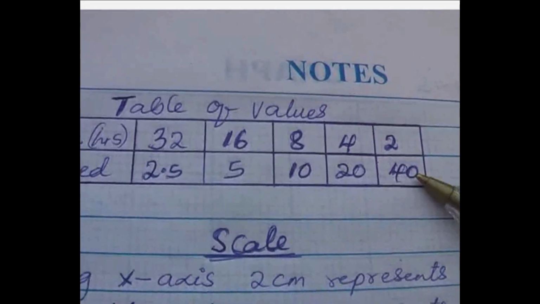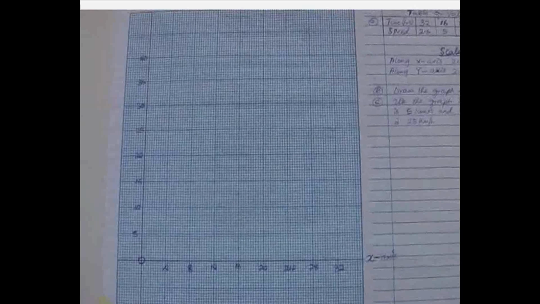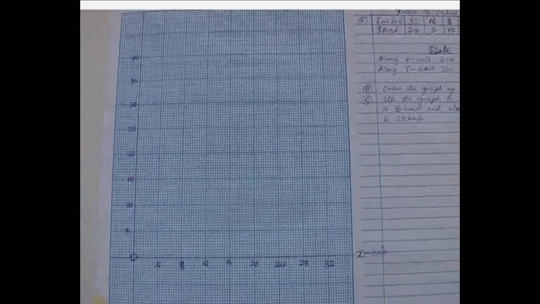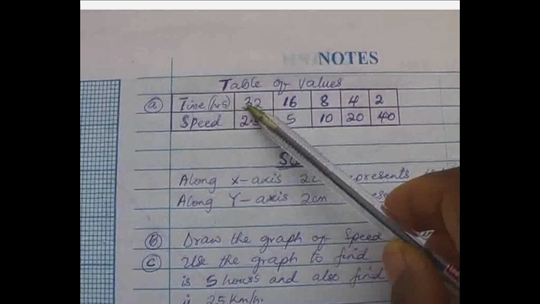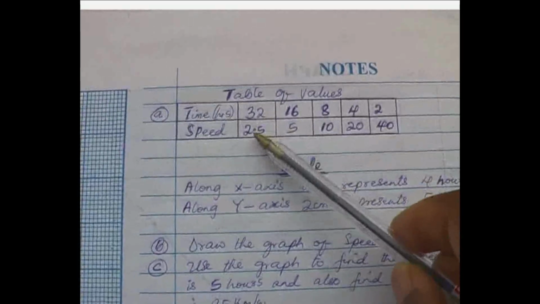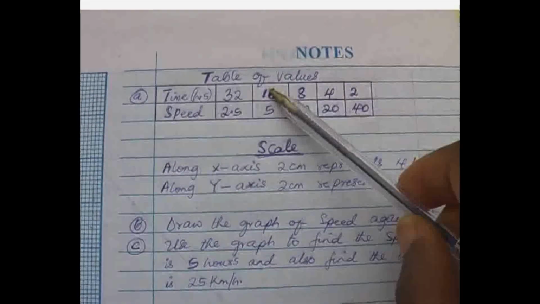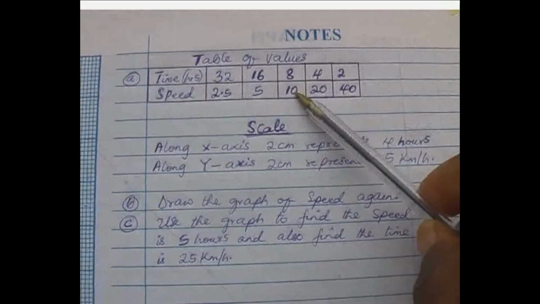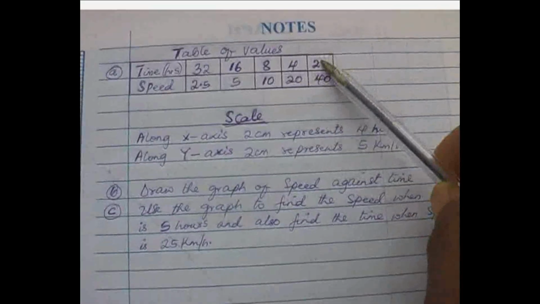The next thing we're going to do now is to plot these values and draw our line. Please pay acute attention, as the line we're going to draw now is the line of inverse proportion. Unlike the former one we did, that was the line of direct proportion. 32 hours against 2.5 kilometers per hour speed. 16 hours against 5 kilometers per hour speed. 8 hours against 10 kilometers per hour speed. 4 hours against 20 kilometers per hour speed, and 2 hours against 40 kilometers per hour speed.